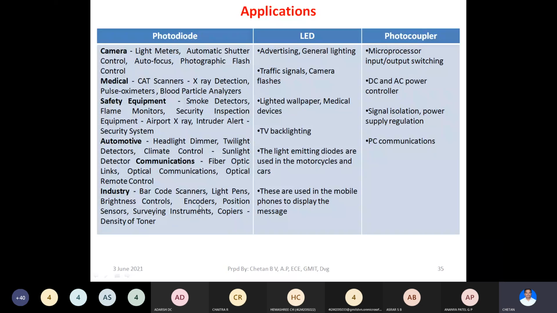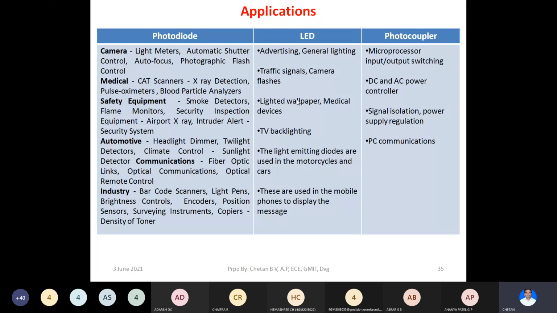The applications of LED are also widespread. The most important thing that we use in our day-to-day life is a TV, so it is used in the backlighting of TV. Apart from that, it can be used for decorative purposes like lighted wallpaper, and in medical devices, in most of the medical equipment and general equipment also, LED is used as an indicator. The turning on of an LED indicates a process is running, and the turning off of an LED indicates that the process is not running. That is what LED is.